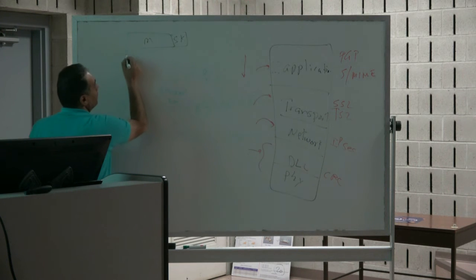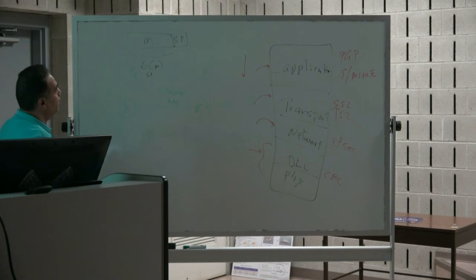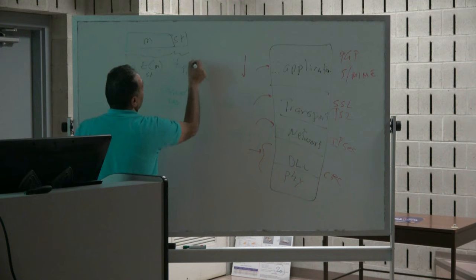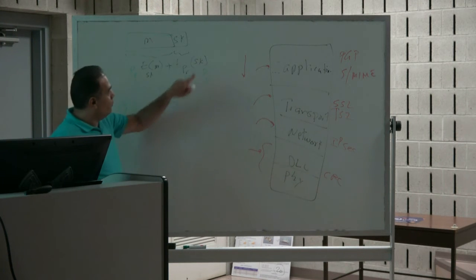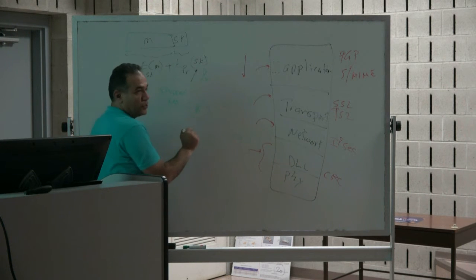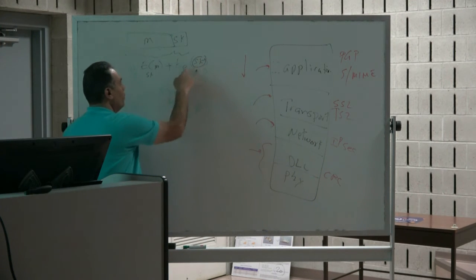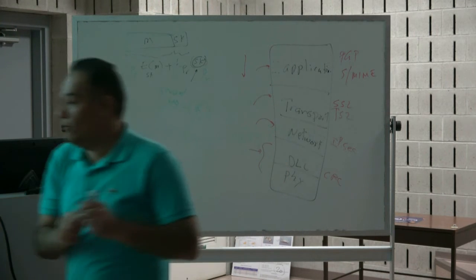So the message will be encrypted with the shared key. And the shared key also will be encrypted with what? With the public key of the receiver. So you use the public key of the receiver to encrypt it, and you send it. Now the receiver will be able to read this, using their private key. Now they will be able to read the shared key. The shared key will be used to what? To decrypt the message.